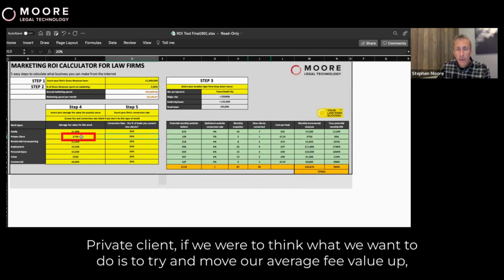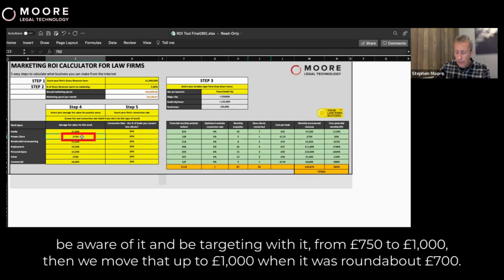Private client, if we were actually to think, well, actually what we want to do is to move our fee, try and move our average fee value up, be aware of it, and be targeted with it from £750 to £1,000. Then we move that up to £1,000, where it was around about 700.